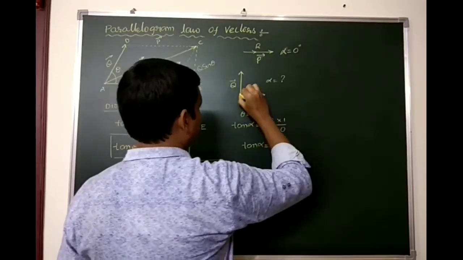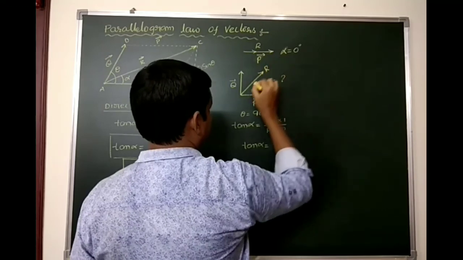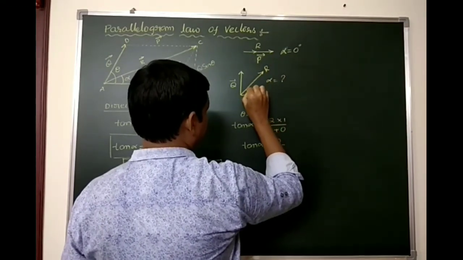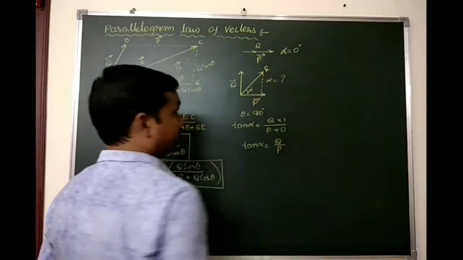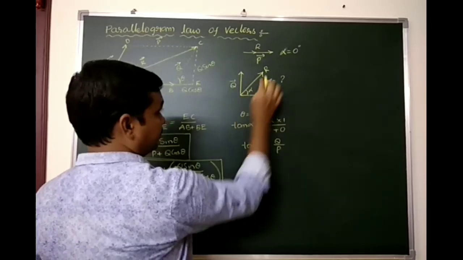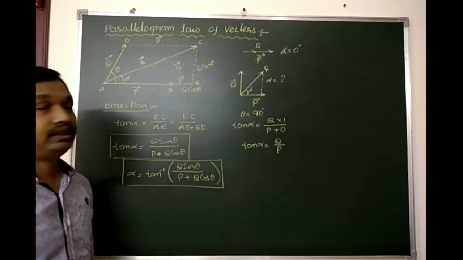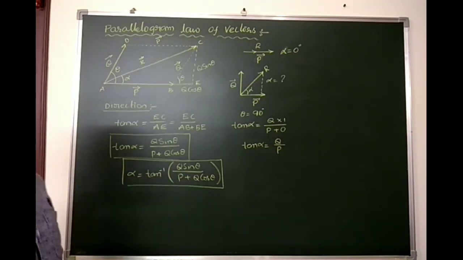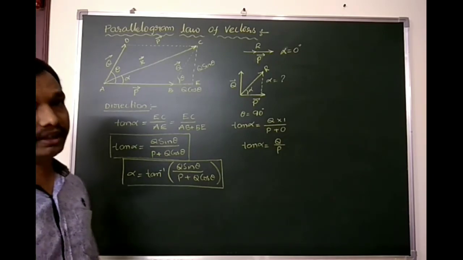The resultant makes an angle here, which will be alpha, when they are perpendicular to each other: opposite side by adjacent side, Q by P. This is giving you tan alpha. Like this we can do different cases. Okay, this is about the parallelogram law of vectors.